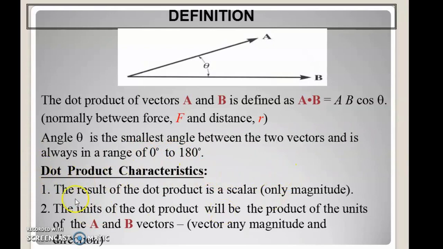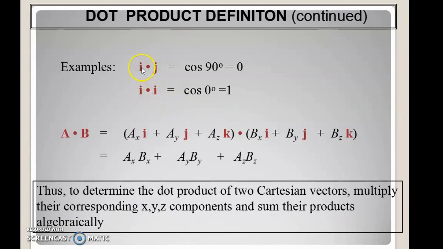Okay, here are the characteristics of dot products. First, the result of a dot product is a scalar, which is only magnitude. The unit of the dot product will be the product of the units of the A and B vectors, which have both magnitude and direction. Okay, let's look at this example. i is the x-axis and j is the y-axis, so they are perpendicular to each other. So it is cos 90 degrees. Cos 90 is equal to 0. Whereas i dot i is parallel, x and x-axis, so the angle is 0 degrees. Cos 0 degrees is equal to 1.